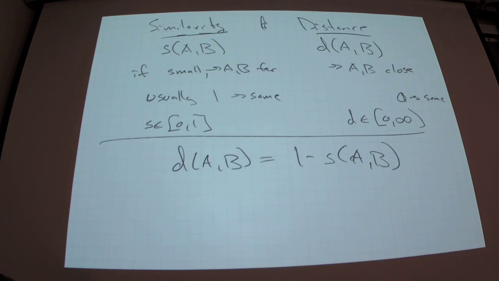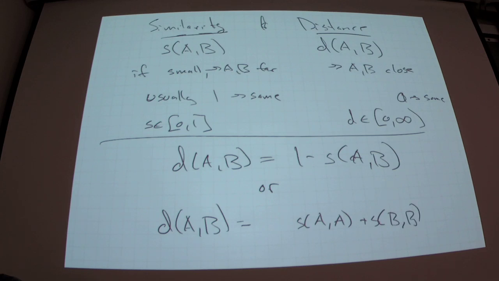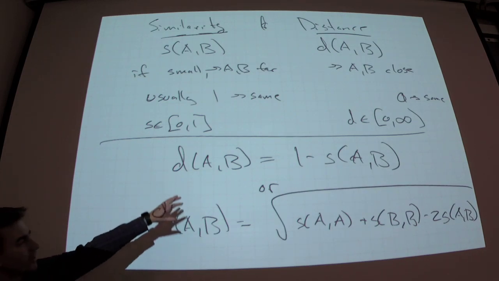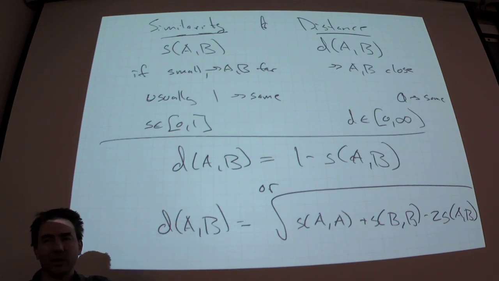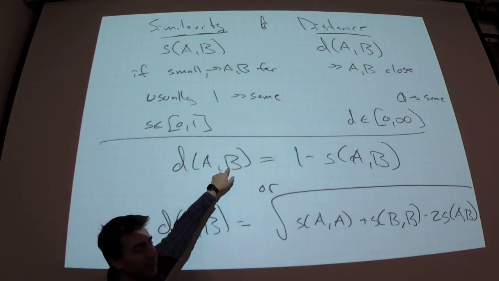But this isn't the only way to convert between them. In some cases, it'll be better to define the distance between A and B as something more complex: the similarity between A and A plus the similarity between B and B minus 2 times the similarity between A and B, all under the square root. It'll usually be one of these two forms. For most of this lecture, it will be this form.